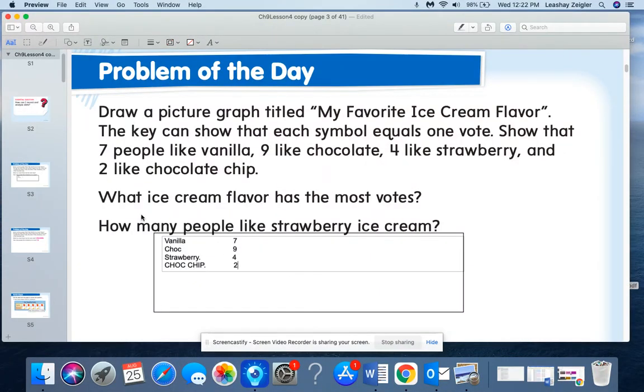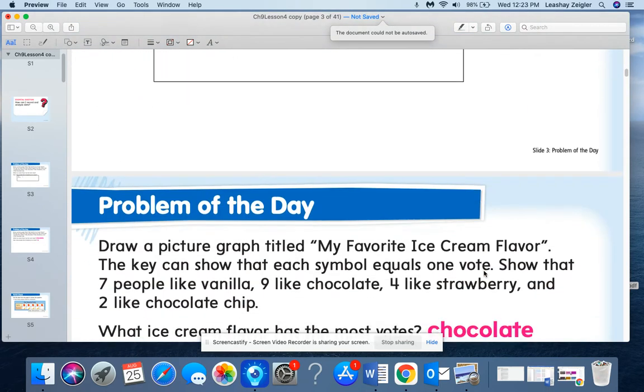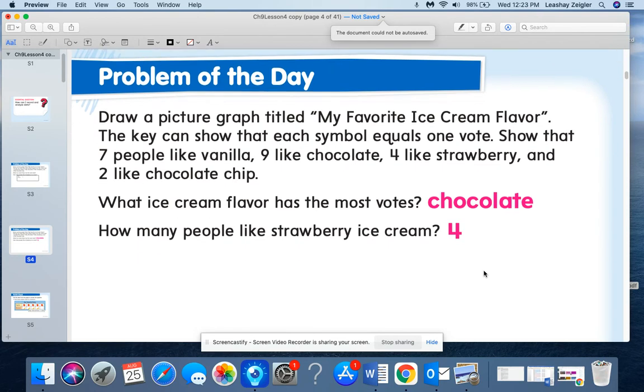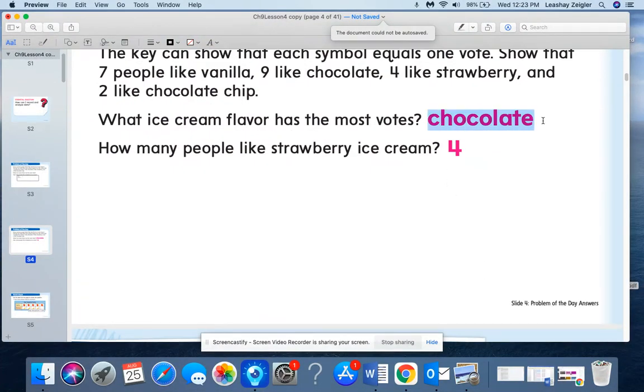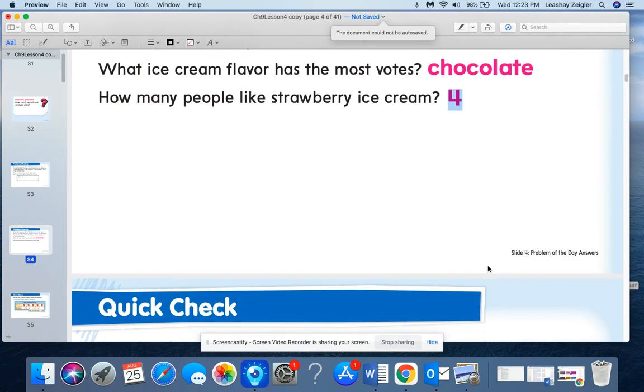And once you had your data, it says what ice cream flavor has the most votes. So you should decide which one has the most votes. And then how many people like the strawberry ice cream? You should be able to answer that from your data as well. Okay. So once you answer those questions, the answers should have been chocolate had the most votes and exactly 4 people liked the strawberry ice cream.